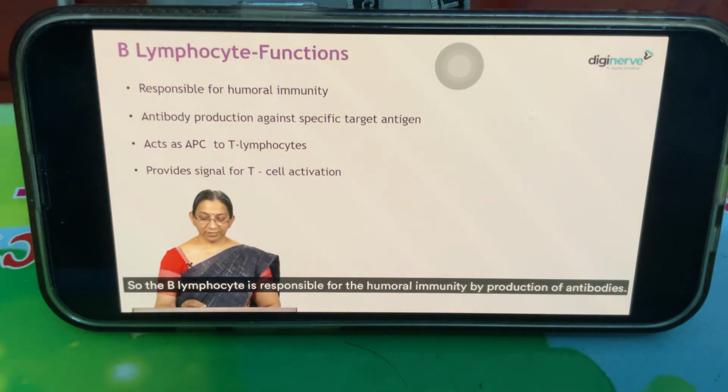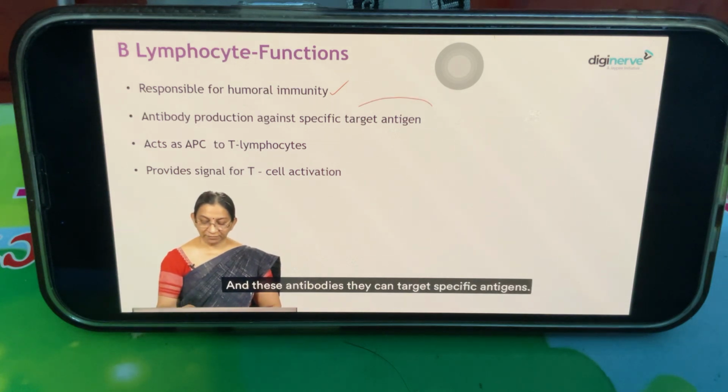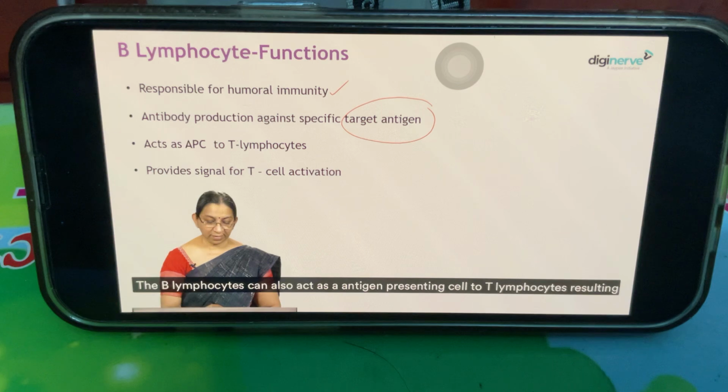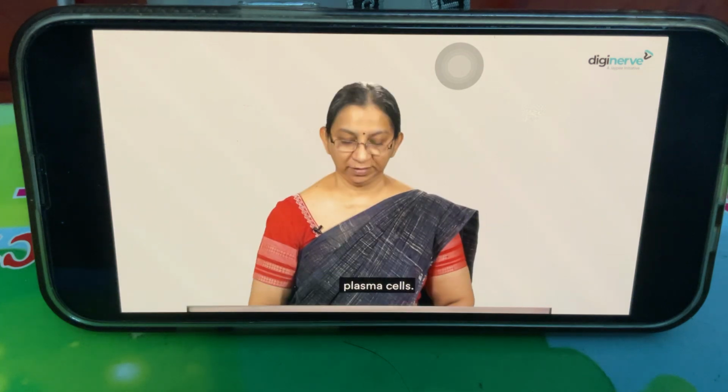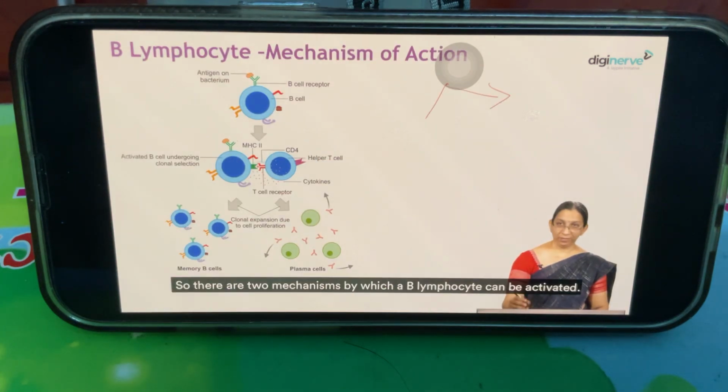So the B lymphocyte is responsible for the humoral immunity by production of antibodies, and these antibodies can target specific antigens. The B lymphocytes can also act as an antigen-presenting cell to T lymphocytes, resulting in T cell activation, which in turn can activate more B cells and help them differentiate to plasma cells. So there are two mechanisms by which a B lymphocyte can be activated.